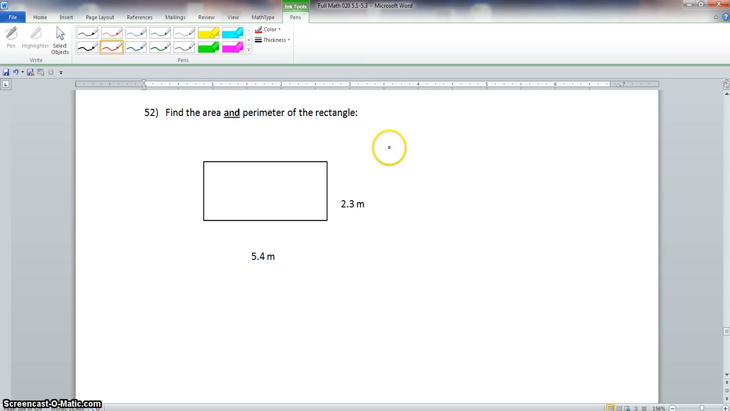So first of all, since we're asked to find the area first, area is equal to length times width. So now we take the area is equal to the length is 5.4 meters and the width is 2.3 meters. Now we could go off to the side here, drop the decimals. We could take 54 times 23.